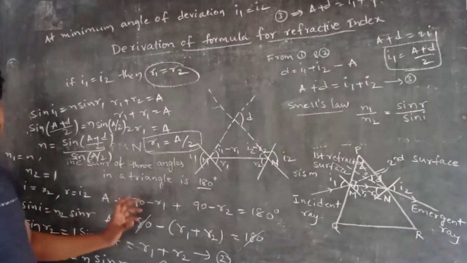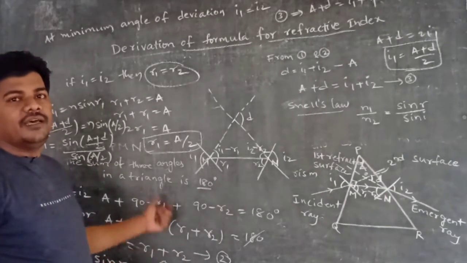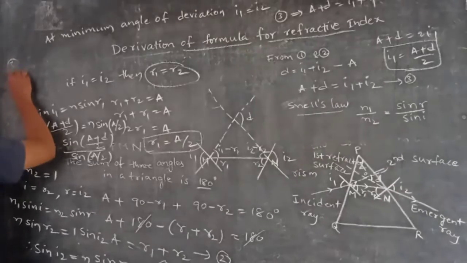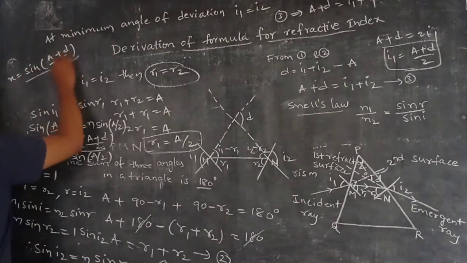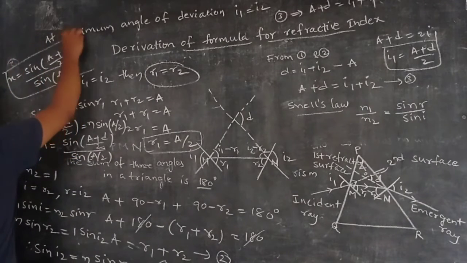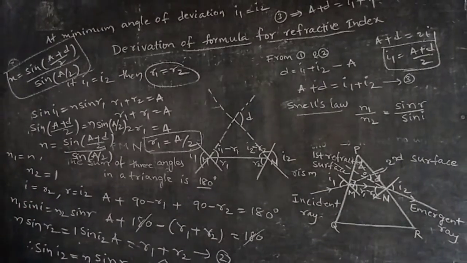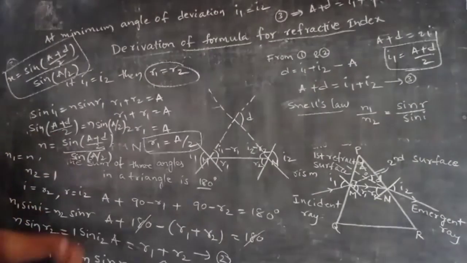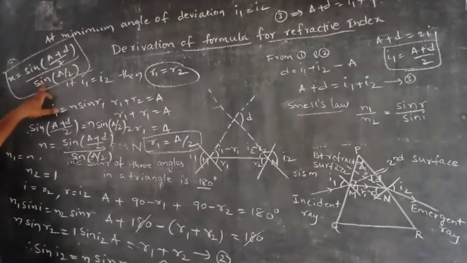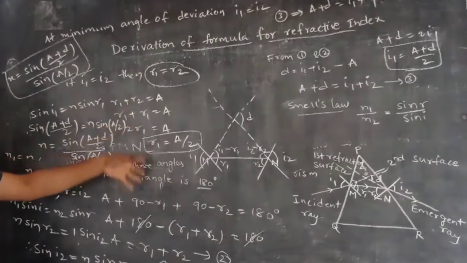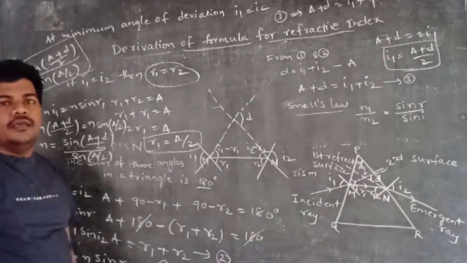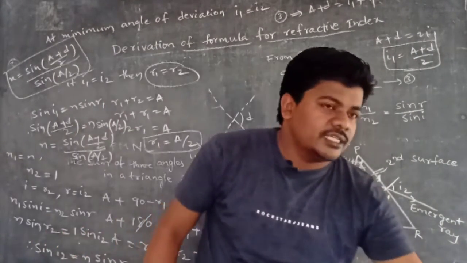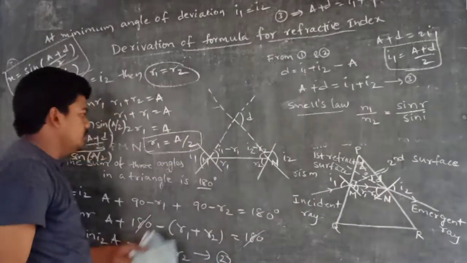This is the refractive index of a prism: n is equal to sin of (A plus D by 2) by sin of A by 2. By using this formula, we can find the refractive index of a prism. This is the derivation of the formula for the refractive index of a prism. I think you all understood. Let us do a small example on this.